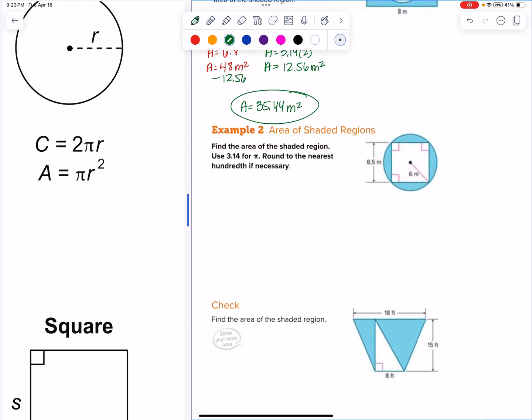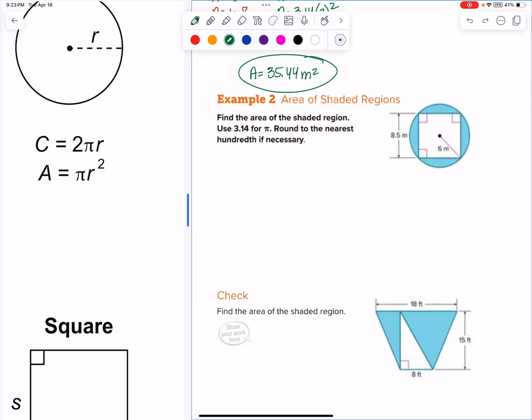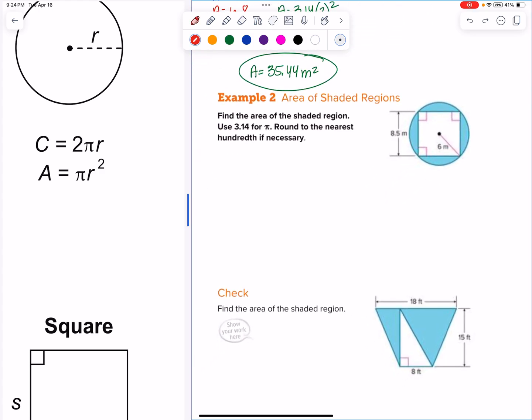So here we go with example 2. You can try this out. We just want the shaded region. So we have our total shape, and then we're going to be removing the square inside. Go ahead and pause, and you can try that one out, or we can just go ahead and do it together. Let's go ahead, and I'm going to do the circle first.